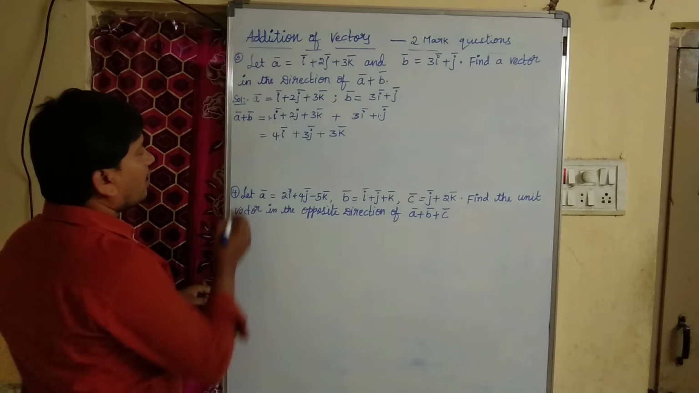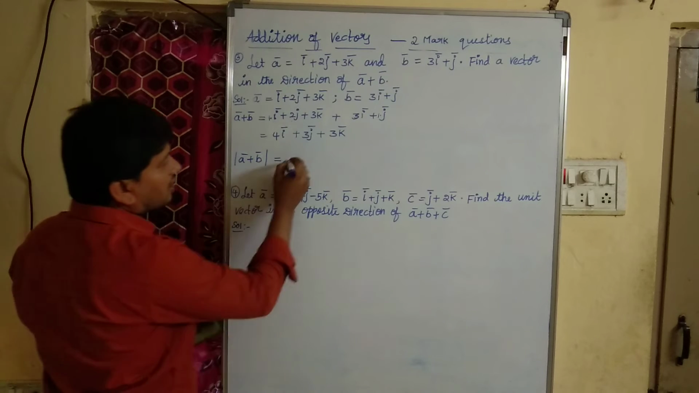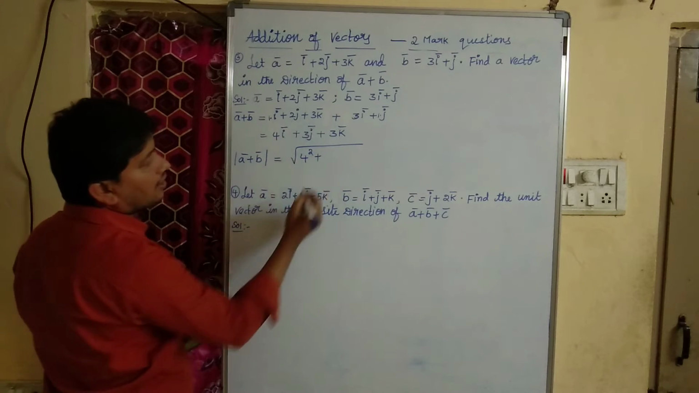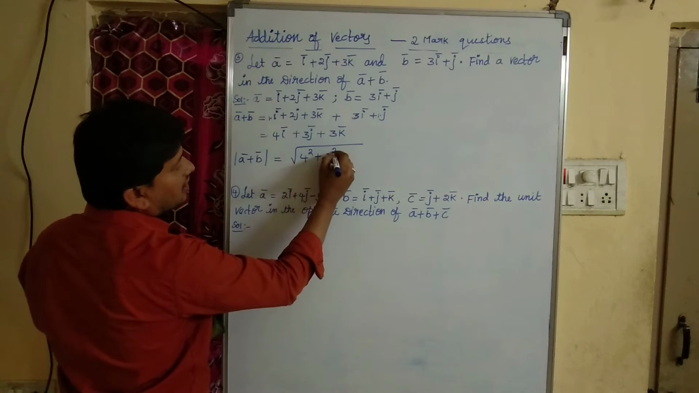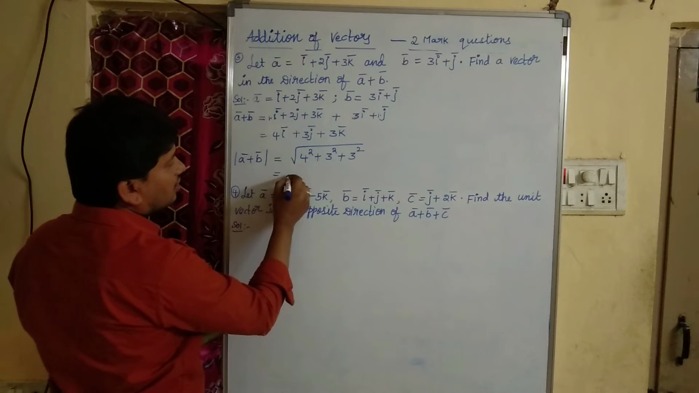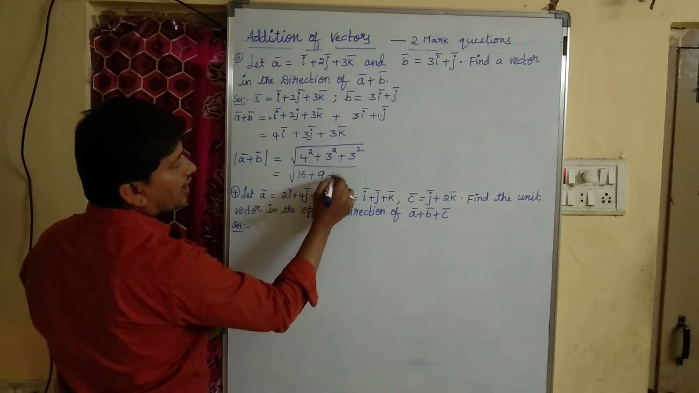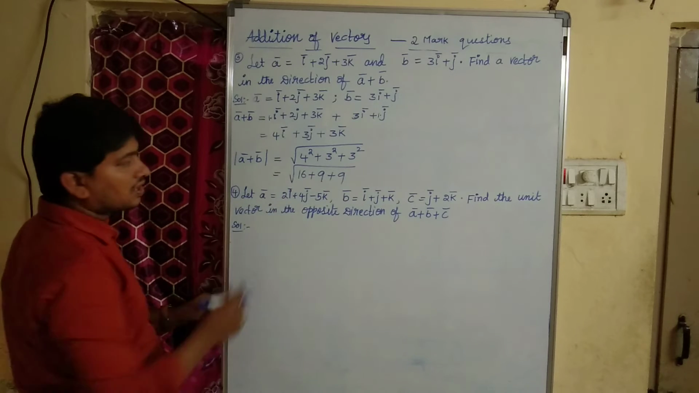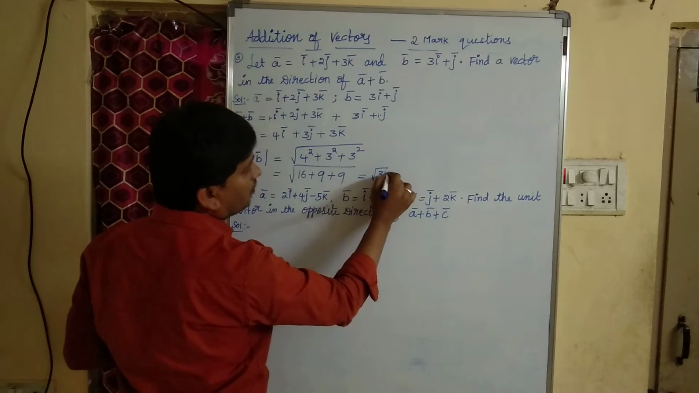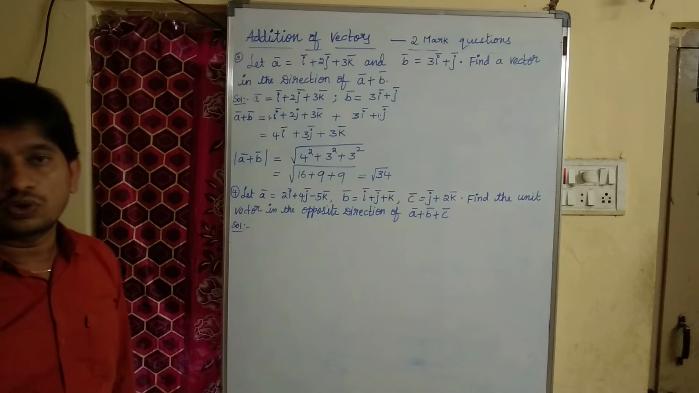Now the same way we have to find out modulo of A bar plus B bar. That is nothing but square root of, here I coefficient is 4, that is 4 square, and J coefficient is 3, that is 3 square, and K coefficient is 3, that is 3 square. Right? So square root of 4 square 16 and 3 square 9 and here 3 square 9. 16 plus 9 25, 25 plus 9 34. So modulo of A bar plus B bar is equal to root over 34.